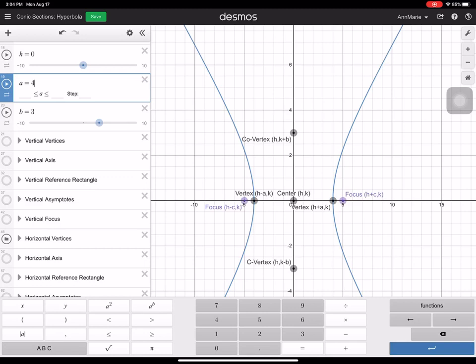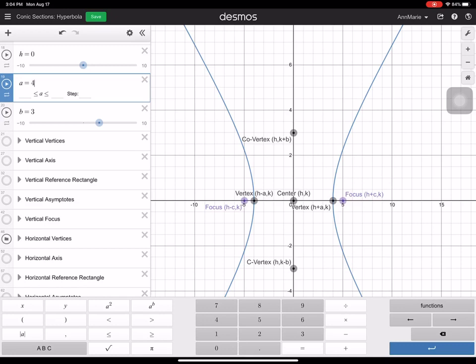The points around which your hyperbola wraps are your focus points. And those focus points are, as you can see, C units away from your center. We're going to talk about C in a minute. I'm going to give you a table that summarizes all of this and how all of it is related.